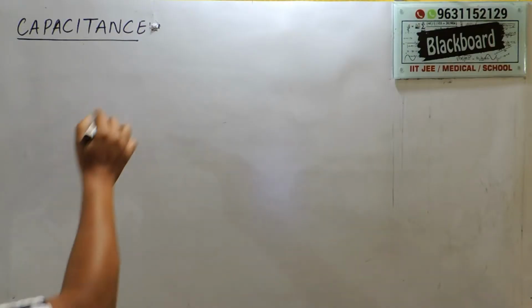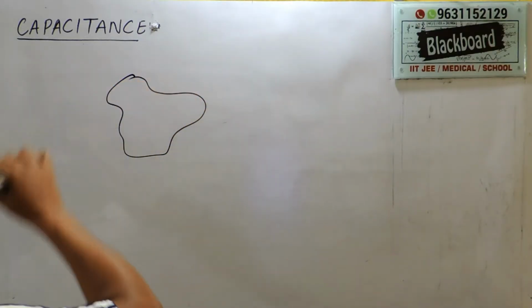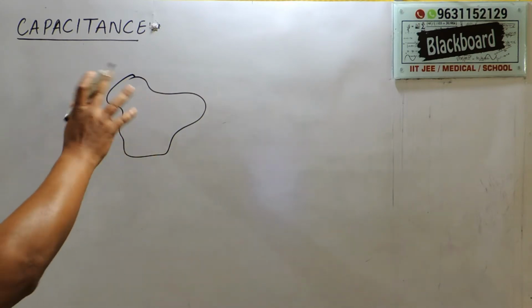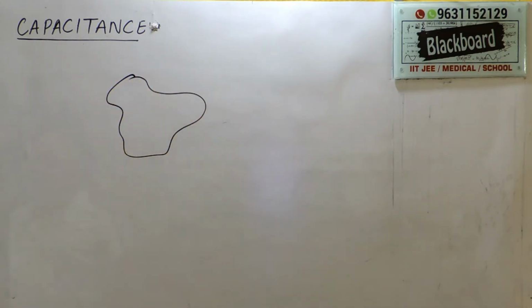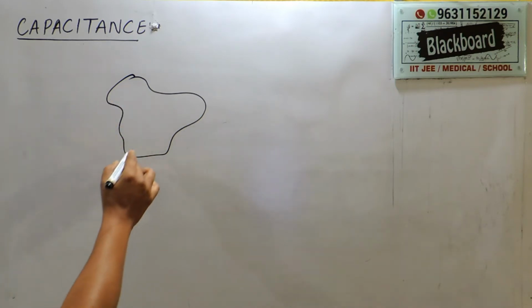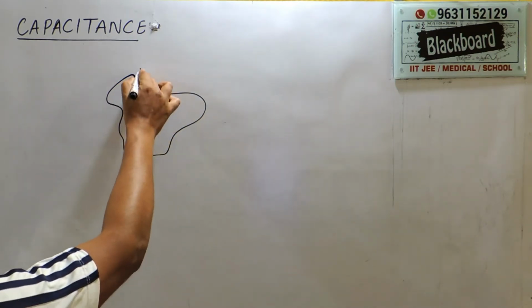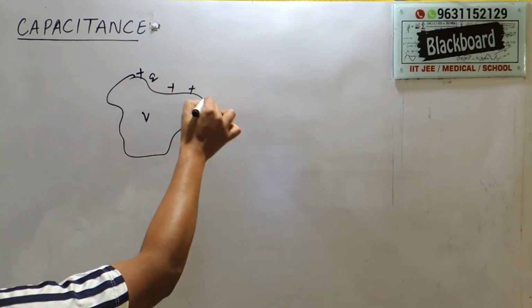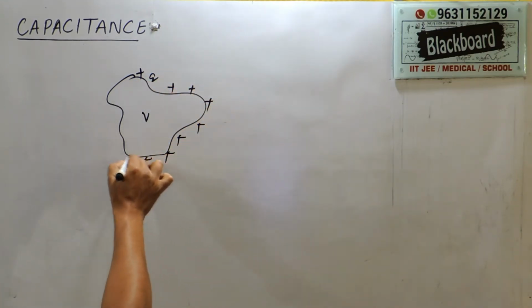When a charge Q is given to a conductor, it spreads over the outer surface of the conductor. The whole conductor comes to the same potential, say V. And here positive, positive, positive, positive, positive charges are spread.